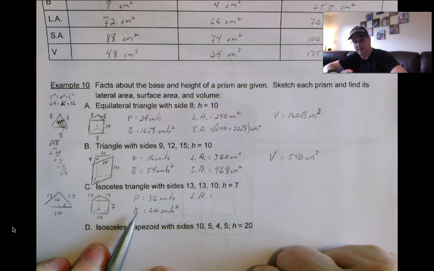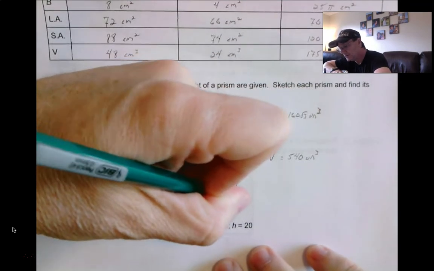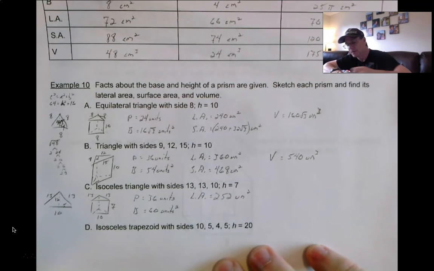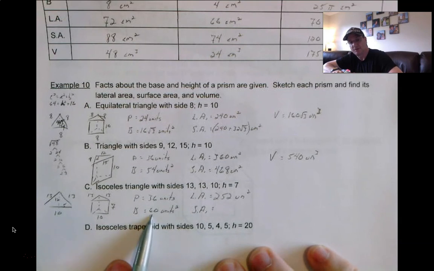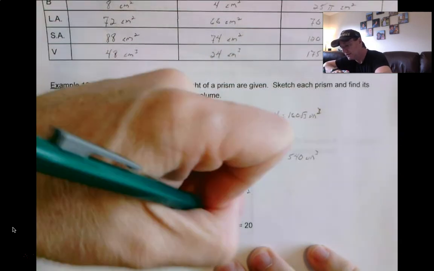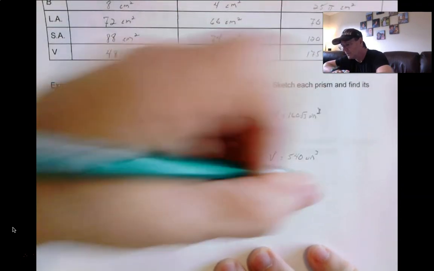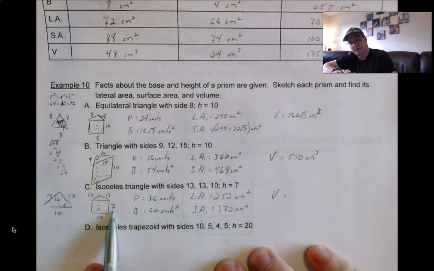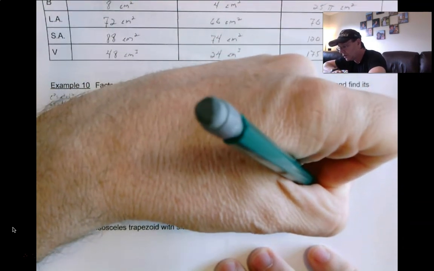Perimeter times the height. So 36 times 7, 252 units squared. Surface area. Lateral area plus 2 times the area of the base, so 120 plus 252 is 372 units squared. And volume is area of the base times the height. So 6 times 7 is 42, so 60 times 7 is 420 units cubed.